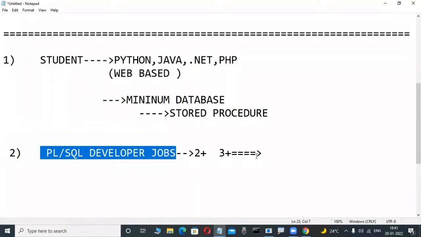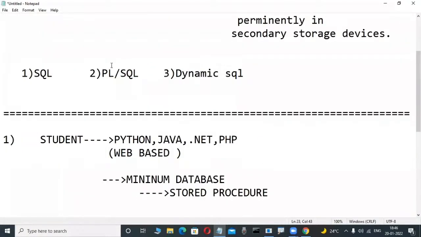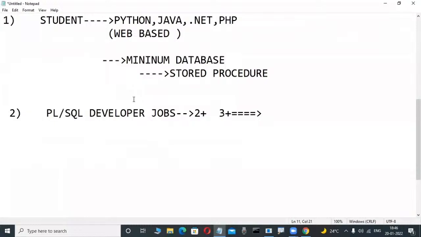I teach especially our concepts, in-depth knowledge, the kind that interviews ask. Those persons apply for PLSQL developer jobs too. Many people learn this course because in this course we learn SQL and also PLSQL. Again, observe, this is for PLSQL developer jobs.